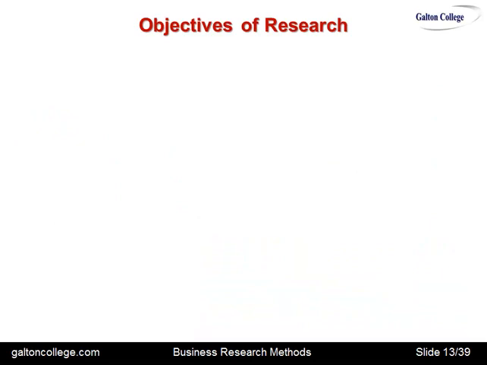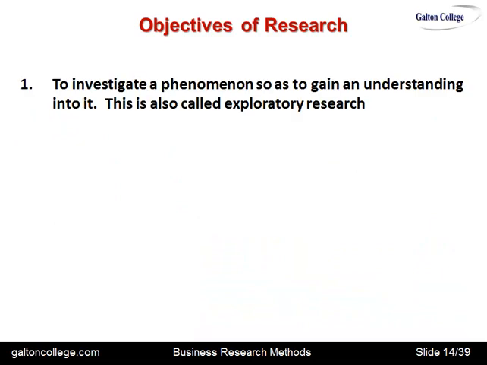Now the objectives of research, well, to investigate a phenomenon so as to gain an understanding into it. That's the whole idea of the research. It's to investigate something, to investigate a belief, to investigate a problem, to investigate a phenomenon, and thereby gain an insight into it, to see how does it work, why is it the way it is, why is the belief accurate or not accurate. And this is called exploratory research. It's exploring ideas and trying to work out what are the relationships.